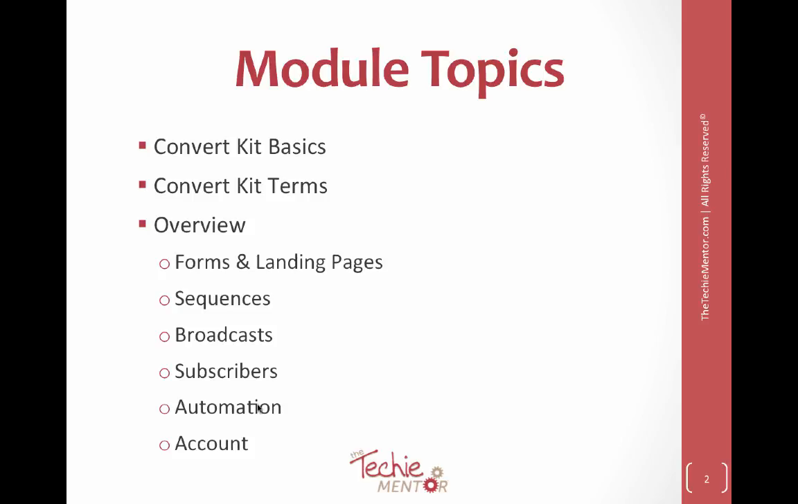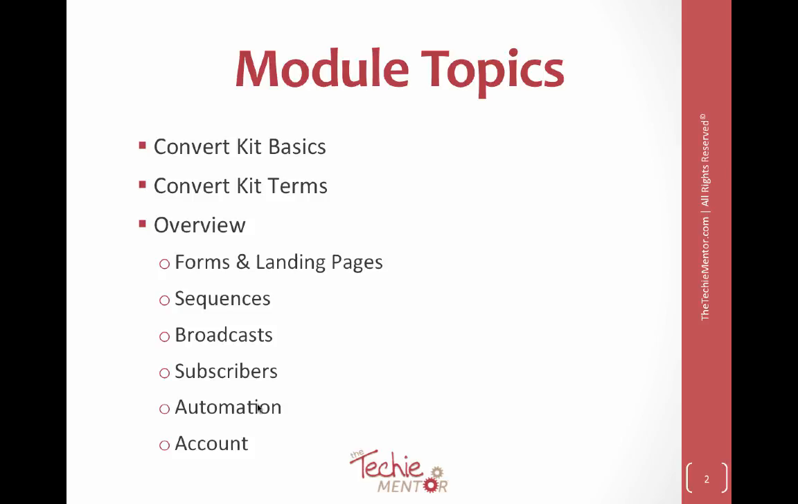ConvertKit, if you don't know, is an email marketing program. It's similar to an Aweber or a MailChimp or a Simplero. It's not as full-blown as Infusionsoft. One of the major differences with ConvertKit compared to, let's say, an Infusionsoft or an Ontraport or even a Simplero, which is what I use, is that it doesn't have a shopping cart. There's no e-commerce piece. It's strictly email marketing.